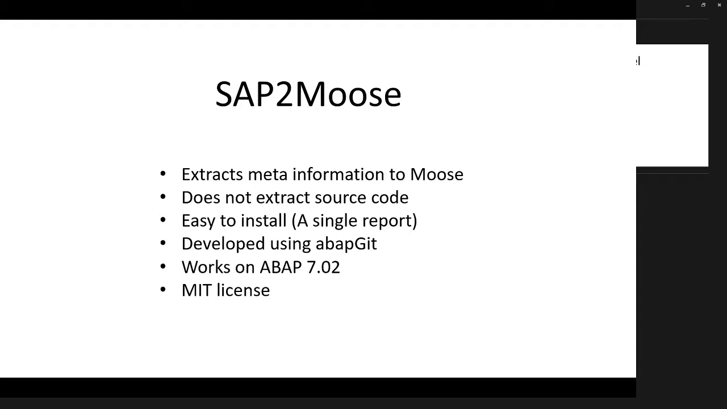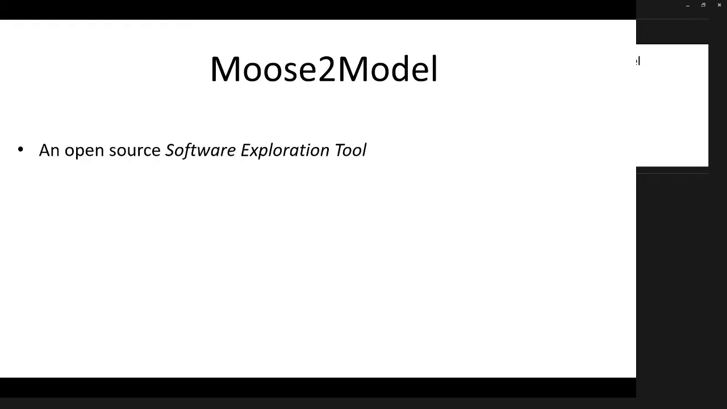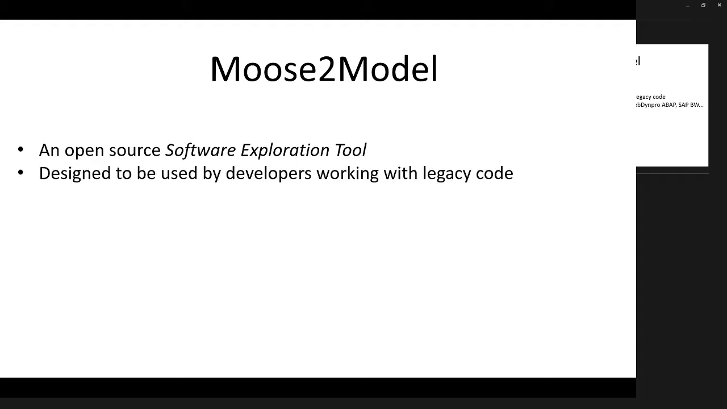Open source sounds so funny, but sometimes I prefer to buy software than to do it in my spare time. Second is Muse to Model. This is now really a software exploration tool. SAP to Muse was an extraction program, but Muse to Model is an open source software exploration tool. And the idea is to be used by developers who really work with legacy code.